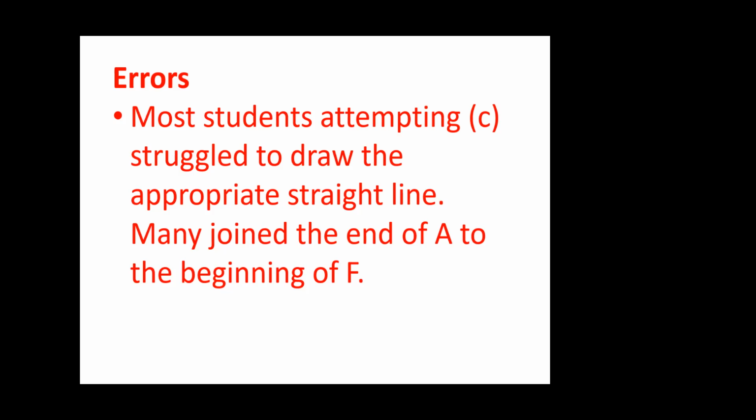But the most common error was that they would start at the end of A, so at 7:30, and join up at the beginning of F, which is at 9:30. So you had a straight section, another straight section, and another straight section at the end. But it didn't form one straight line. And that again comes back to some of the way they interpreted the labeling of the graph, and probably not really reading the question as it was meant to be read.